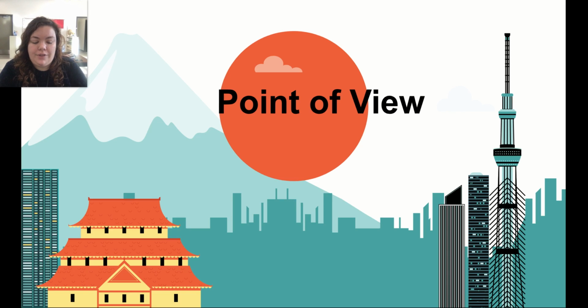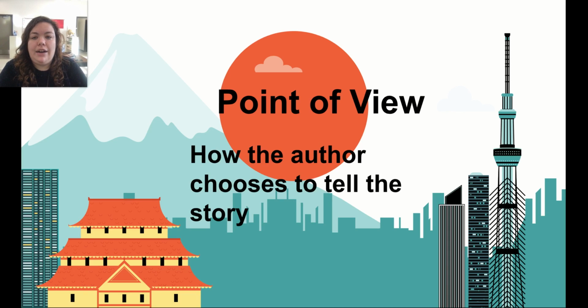So a point of view is how an author chooses to tell the story. We've talked about in class how a point of view could be your opinion on something, how the author feels about something. But in this case, when we're talking about point of view, it's who is telling the story. So who the author is choosing to tell the story. So there are three different types of point of view.